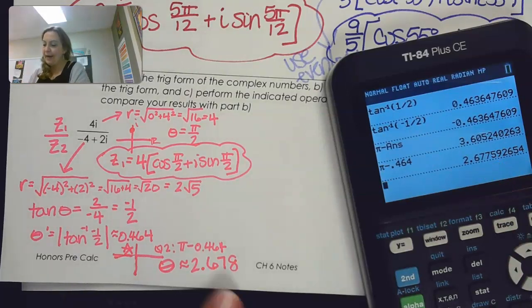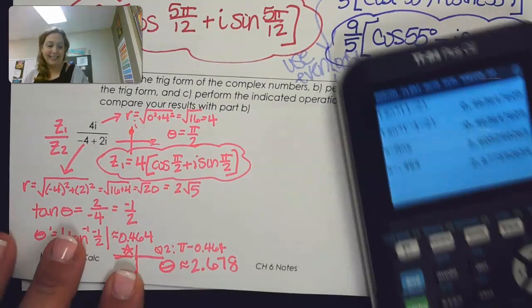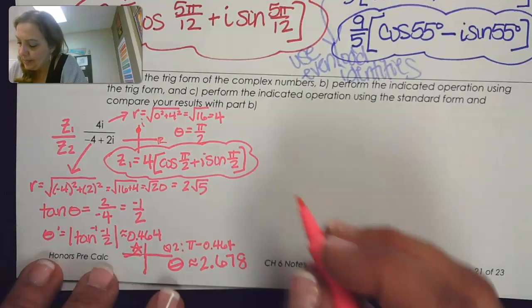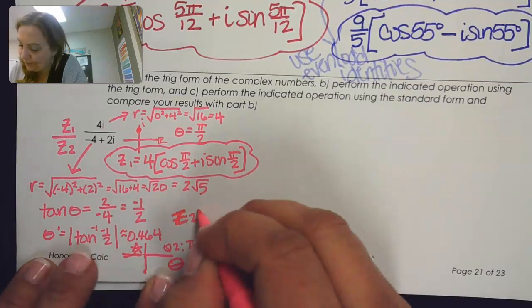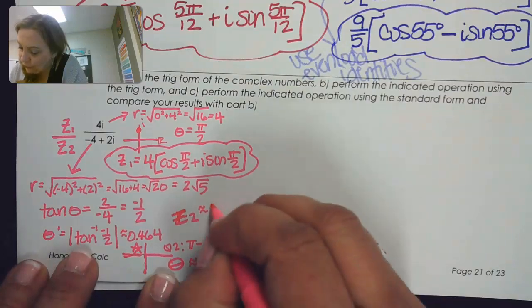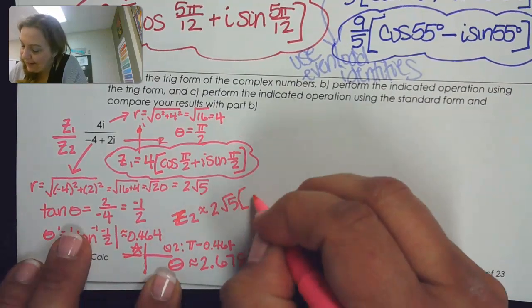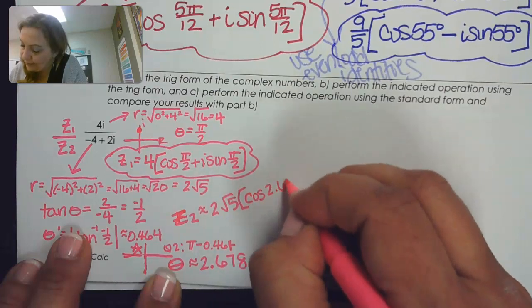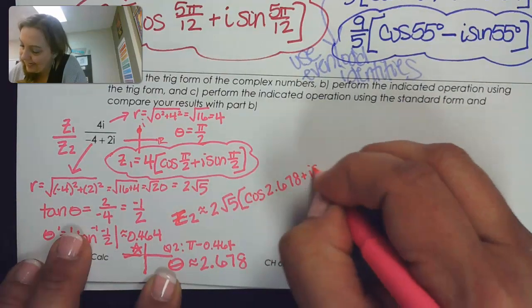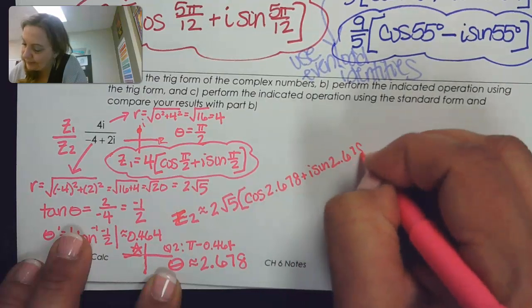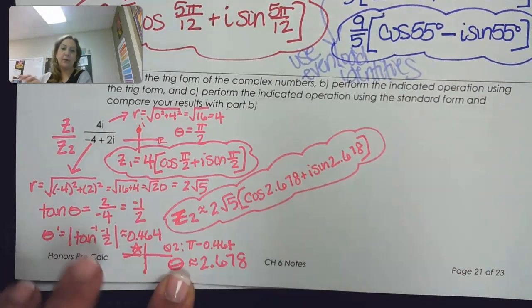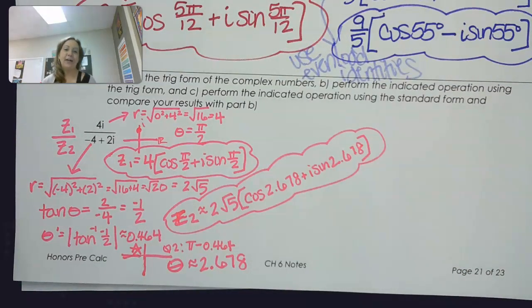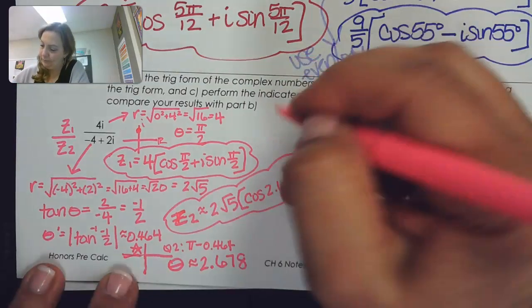All right, so now that I have my R and my theta, I can now write Z2 in trigonometric form. So my R is going to be 2 root 5, and then I have the cosine of 2.678 plus I times the sine of 2.678, okay? And that's my Z2. Oh, this is not very pretty, I'm sorry. Okay. All right, so that's my letter A.